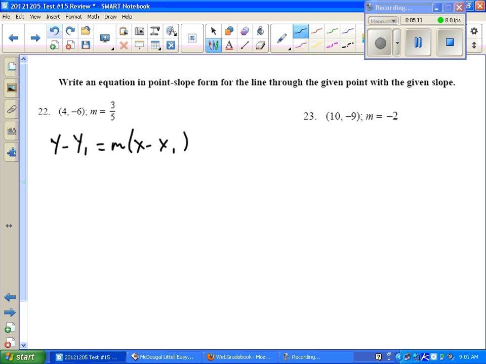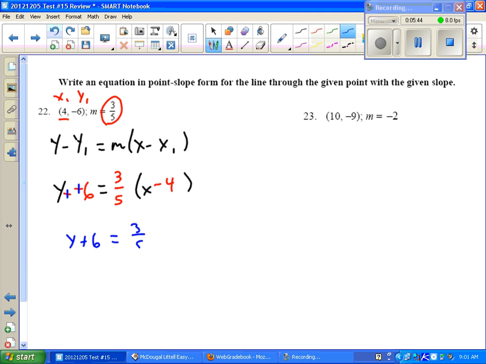Okay? We're going to leave y, we're going to leave equals, and we're going to leave a parentheses with an x in it, and we're going to plug in the values that we have. This is x sub 1, and this one's y sub 1. So where it says y minus y sub 1, we're going to put minus a negative 6. Where it says m's value, we'll put m's value 3/5. And where it says x value 4, we're going to put minus 4. The only change we need to make regarding this one is we need to get rid of minus a negative 6. We need to have y plus 6 equals 3/5 times x minus 4. That's point slope form.